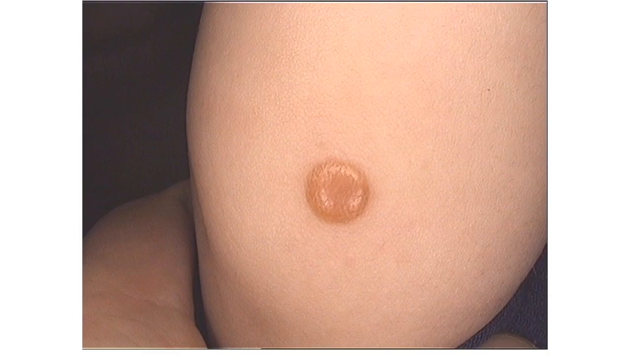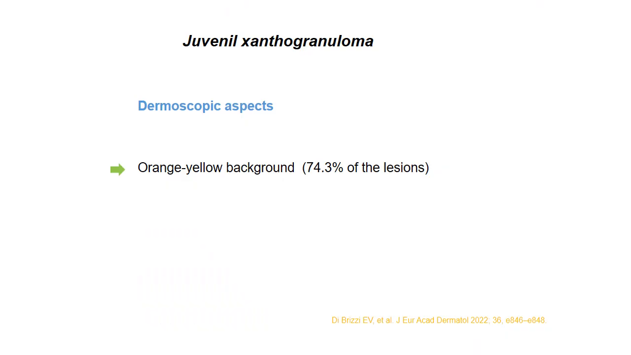Here we can see a case on the arm of a young child. We can see this dome-shaped papule with this reddish to orange color. Colors are also important for dermoscopy. We can see that most of the lesions present an orange to yellow background. Here we can see on that lesion this orange background, and closer we can see that yellow is also present.